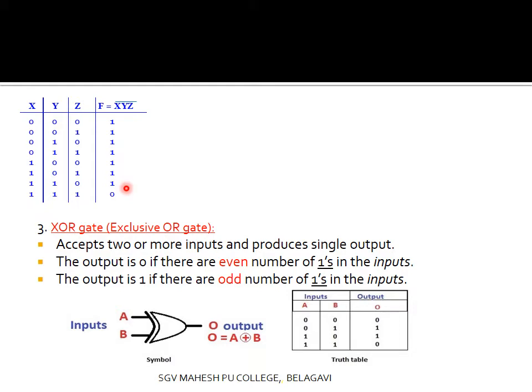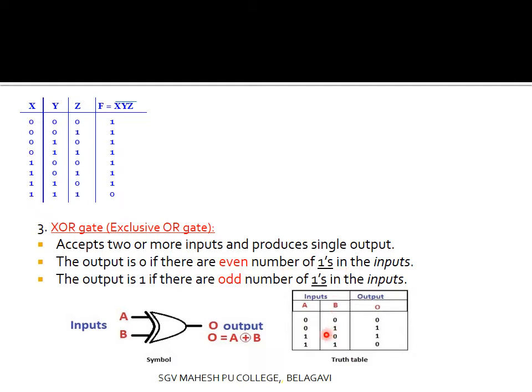NAND gate. Now let's go for the XOR gate, which is also called the exclusive OR gate. The exclusive OR gate is similar to your OR gate, but the only difference is we get one more symbol over here, and that represents your XOR gate. Here also we have two or more inputs which produce a single output. But what is the rule of the XOR gate? In the truth table the output would be 0 if there is an even number of ones in the input.